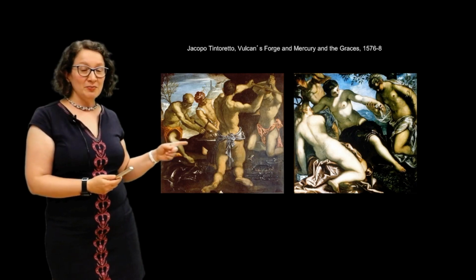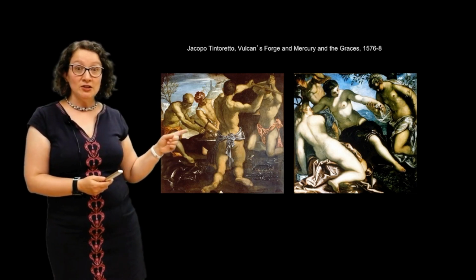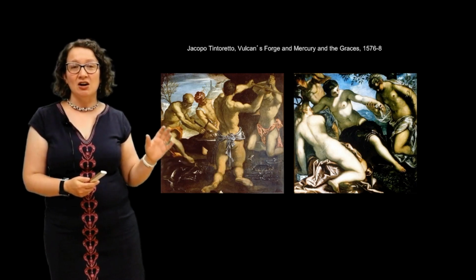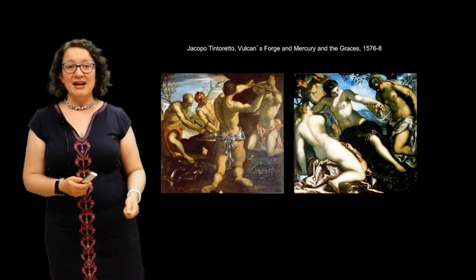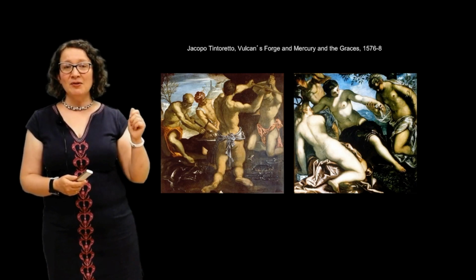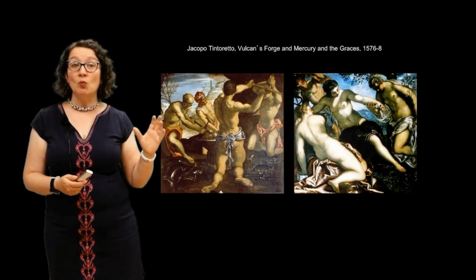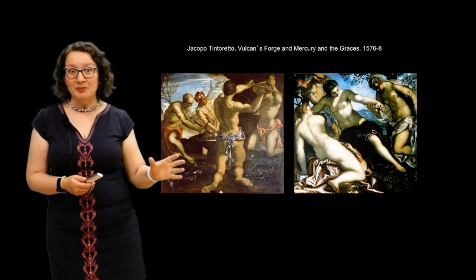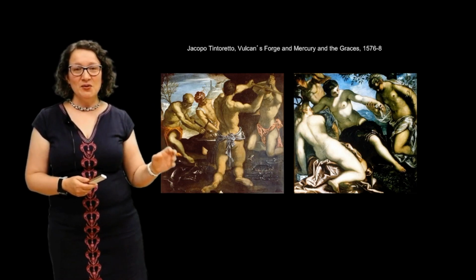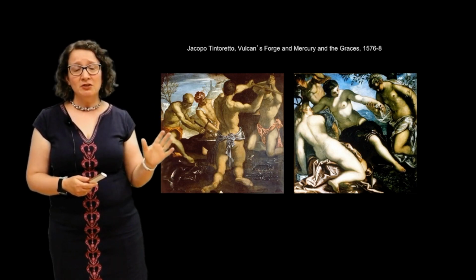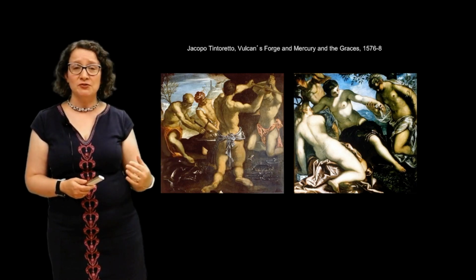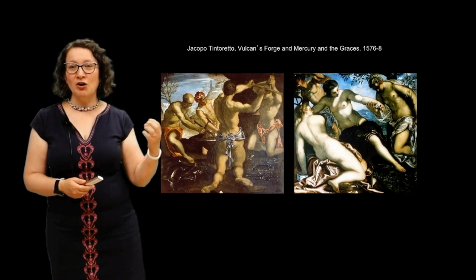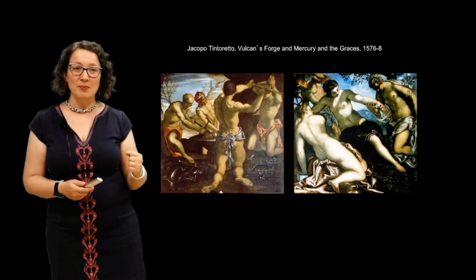And so, for example, this painting shows Vulcan's forge. Vulcan is the ancient pagan god of fire. And he's here hammering at his anvil, making weaponry. This building used to be Venice's government building. And so this is a very clear political message to visitors from other states. Watch out. We are strong and powerful and we can make these weapons.